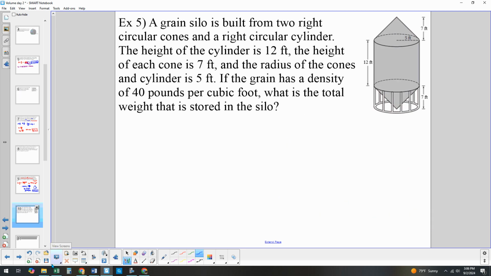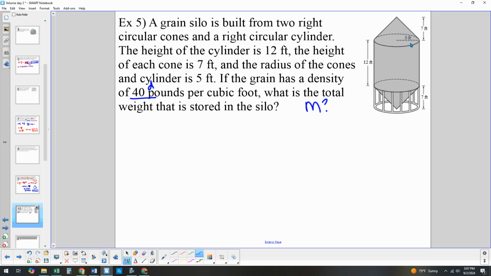Example 5. A grain silo is built from 2 right circular cones and a right circular cylinder. The height of the cylinder is 12 feet and the height of each cone is 7 feet. The radius of the cones and cylinder is 5 feet. If the grain has a density of 40 pounds per cubic foot, what is the total weight that is stored in the silo? So they're asking us to find the mass when we know the density is 40 pounds per cubic foot and we have the dimensions of all of our individual shapes, so we can find the volumes.